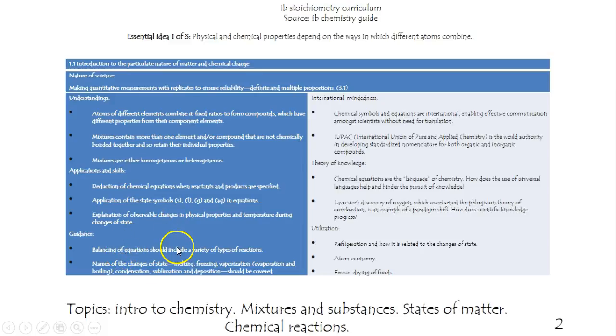In terms of guidance, balancing of chemical equations. Now this is what's specifically covered and not covered. Balancing of chemical equations should involve a variety of types of reactions, and we'll be covering both regular reactions as well as net ionic equations. The naming of the changes of state should be covered, and we have.